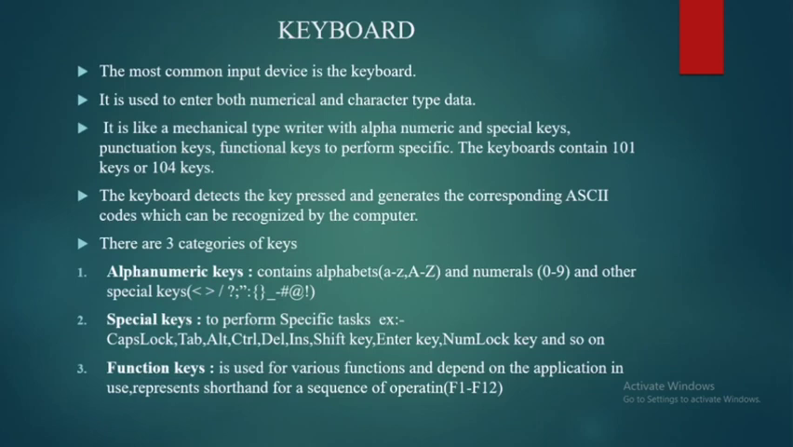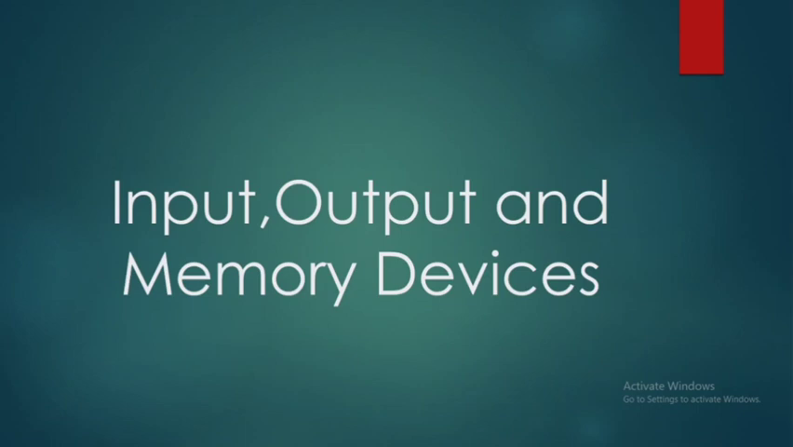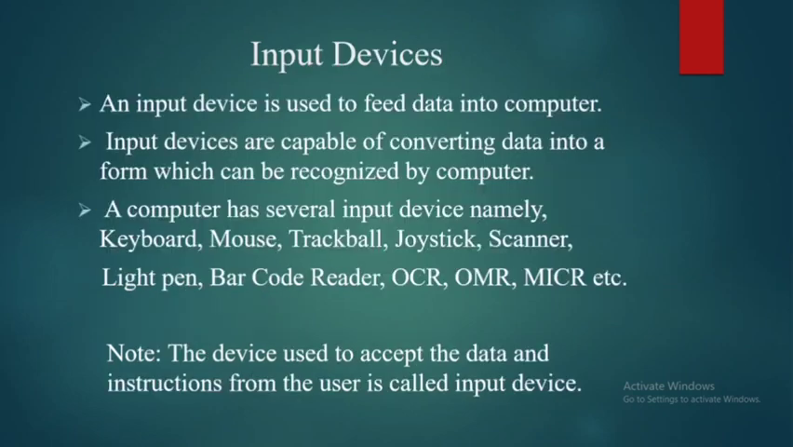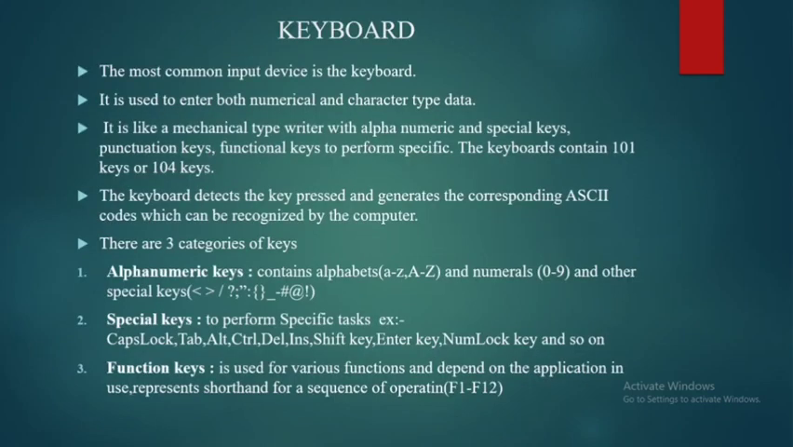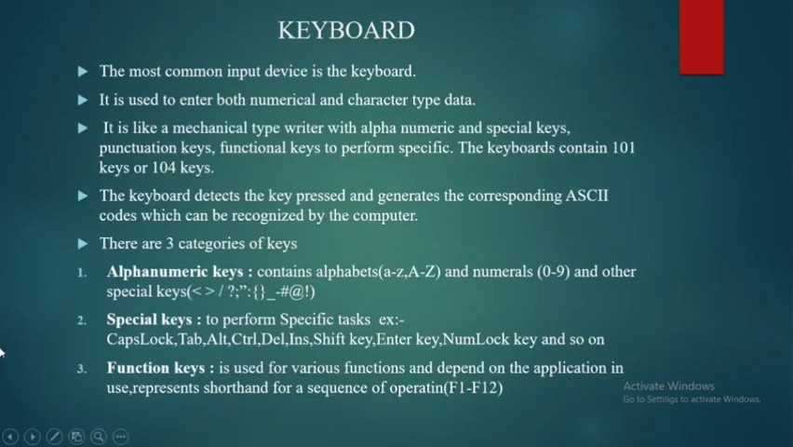So in this session we are done with what is keyboard and what are input devices, and the introduction about input, output and memory devices. So from this, 6 marks of questions come: 1 mark 1 question, 2 marks 1 question and 3 marks 1 question. So what is hardware, what is hard copy, what is soft copy, then what are input devices, why they are necessary, and what are the examples of input devices, and what is keyboard and how many keys it contains, then what are the types of keys and what are the categories of keys, and what are the types of keyboard that we learnt in this session.